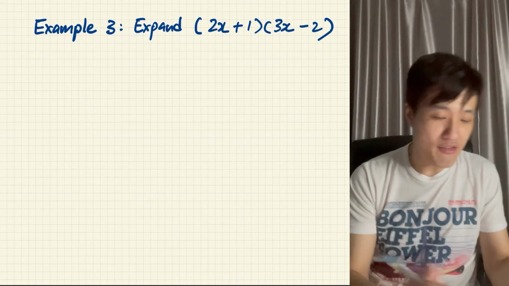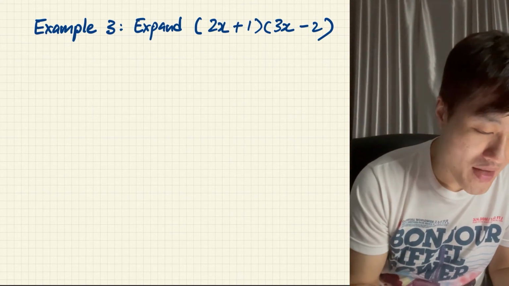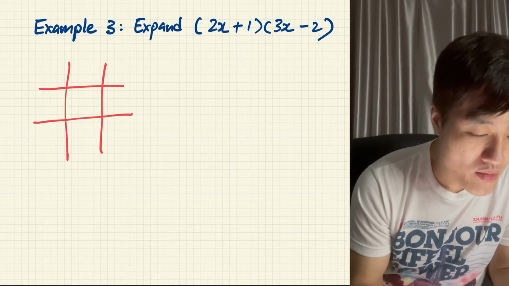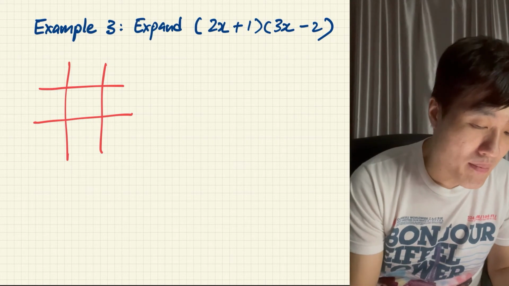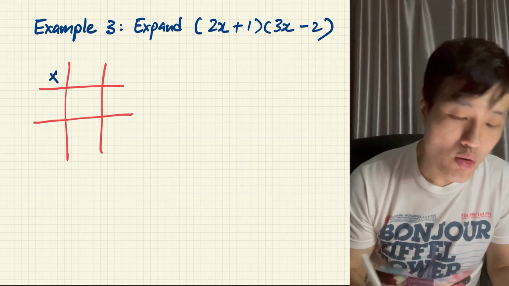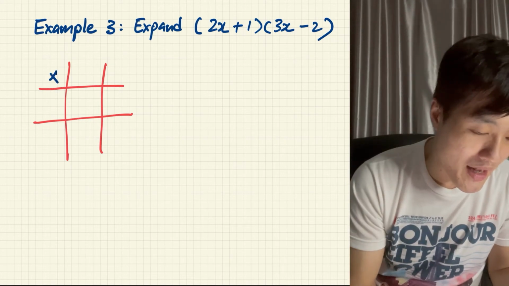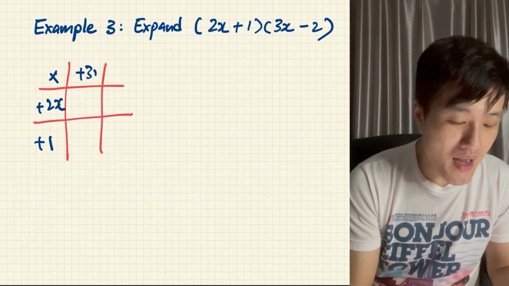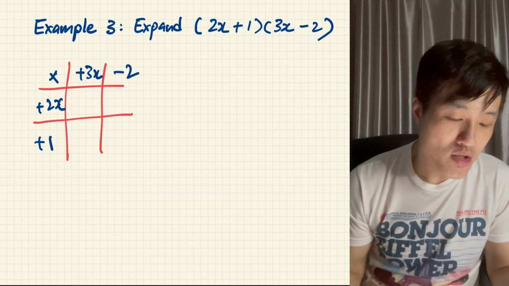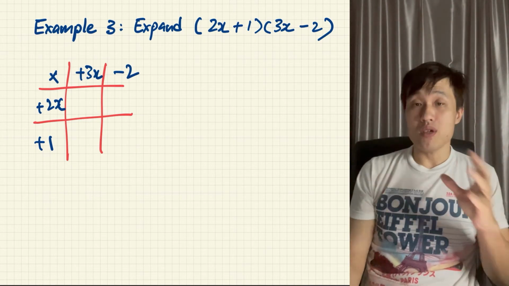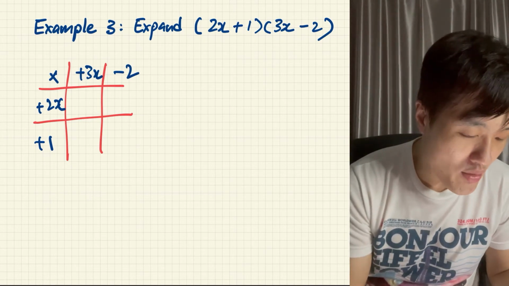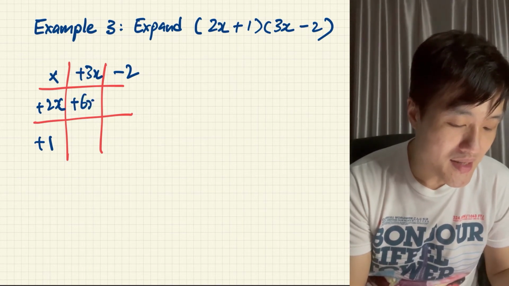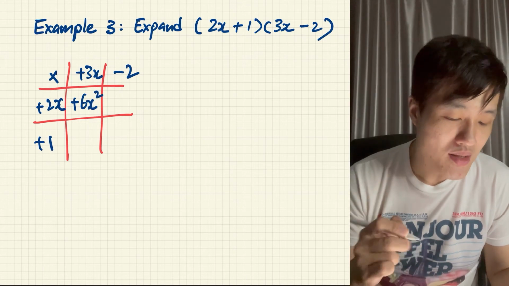Okay, not a lot different. So what we're going to have is we're still going to set up the frame. Okay, and I'm going to proceed to put in the term. So I have positive 2x here, plus 1, positive 3x, and then minus 2. So I will again multiply them term by term. I will have positive 2 multiplied by 3 give me 6, and x multiplied with x give me x squared.